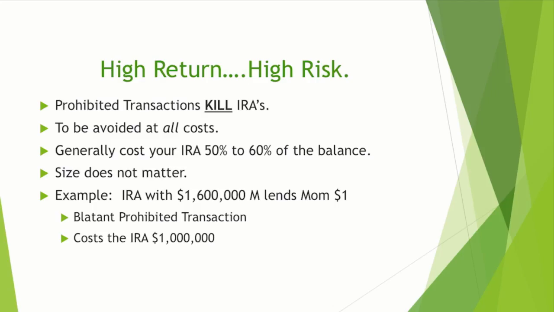What are prohibited transactions? Here's the bad side. High return, I showed you the return. High risk, but the risk can be managed. A prohibited transaction is code section 4975. It kills anything but a 401k. We're going to talk about the 401k separately in this context. So rule 1, prohibited transaction kills anything but a 401k.